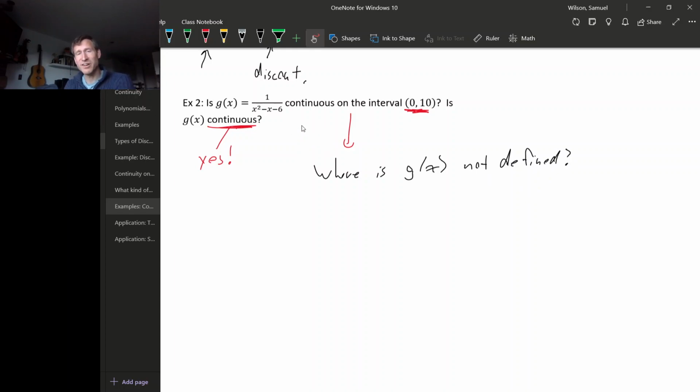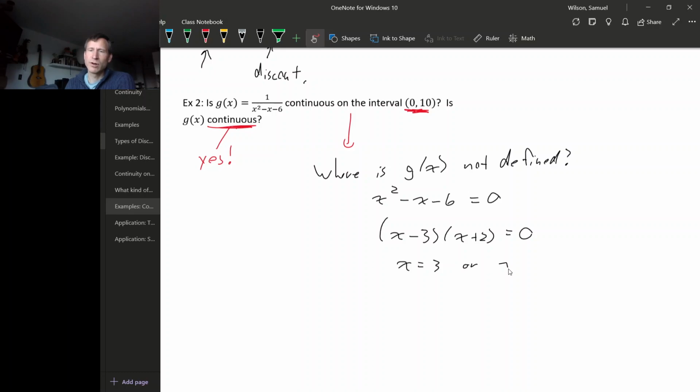Well, a rational function is undefined wherever its denominator is 0. So let's figure out where this denominator is 0. We need to know, where is this denominator, x squared minus x minus 6, where is that 0? So let's set it equal to 0 and solve. Well, this one happens to factor. This is x minus 3 times x plus 2. So that means x is either 3 or minus 2. Now remember, the reason we were solving this equation was because we were figuring out where g is not defined. So g is not defined at 3 and at minus 2.